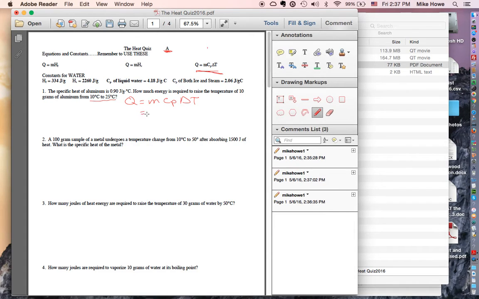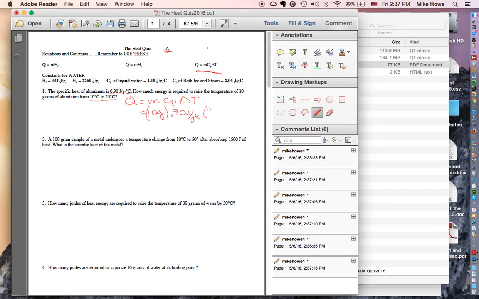You know mass is 10 grams, and you would put that in. You know that the specific heat capacity is given to us in the problem, and that would be 0.9 joules per gram degree centigrade. Okay, so 10 grams, 0.9 joules per gram degree centigrade. Then you've got to multiply by the change in temperature, which from 10 to 25 is a 15-degree change.